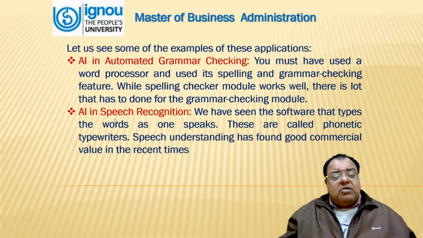Artificial intelligence in automated grammar checking. You must have used a word processor and used its spelling and grammar checking features. While the spelling checker module works well, there is a lot that has been done for the grammar checking module. Artificial intelligence in speech recognition. We have seen the software that types the words as one speaks. These are called phonetic typewriters. Speech understanding has been found to have good confirmation values in recent times.